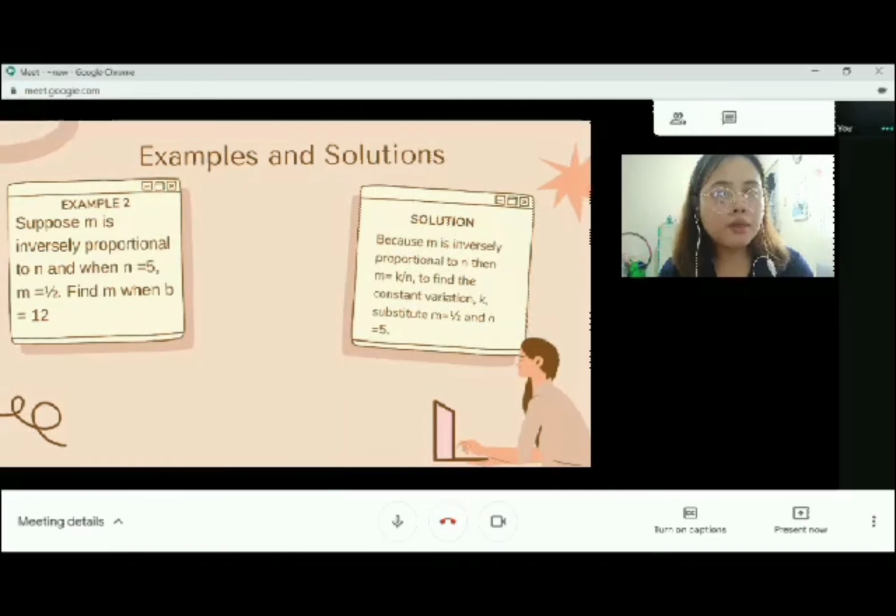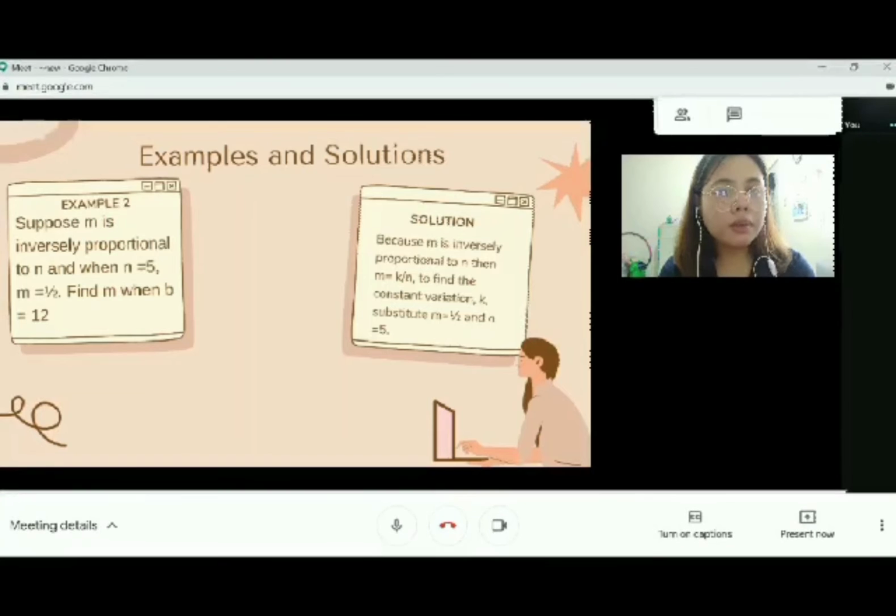Suppose m is inversely proportional to n, and when n is equal to 5, m is equal to 1/2. Find m when n is equal to 12. The solution will be: because m is inversely proportional to n, then m is equal to k over n. To find the constant of variation k, substitute m equals 1/2 and n equals 5.